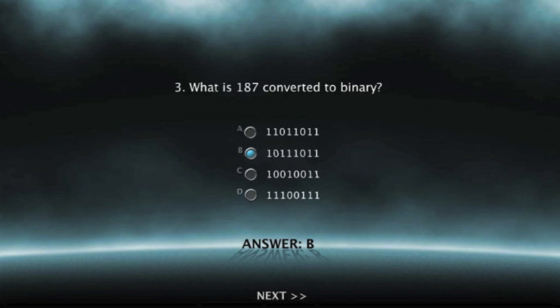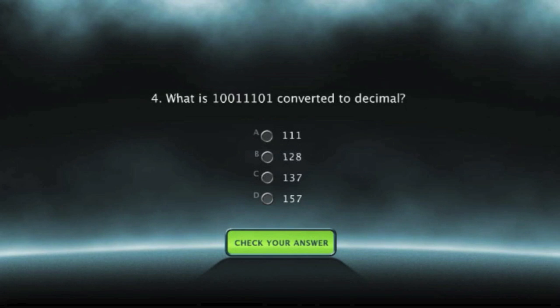And Riz says, yeah, you could go the other way to confirm it. You could add it up to make sure it works out, and that's exactly right. All right. What is 1001101 converted to decimal? Good luck.